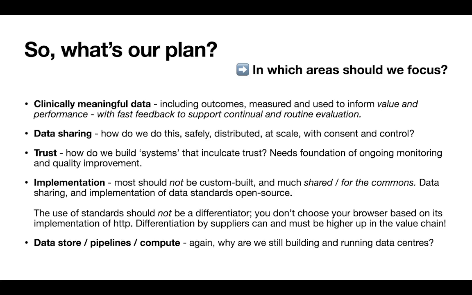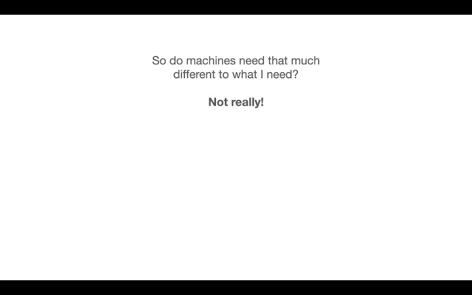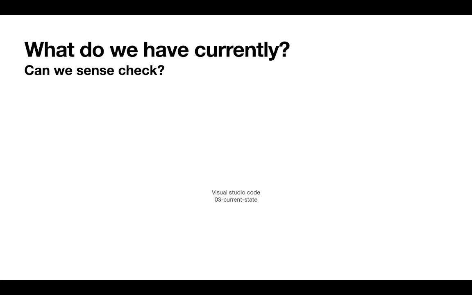How do we build systems that inculcate trust? We need a foundation of ongoing monitoring. And our implementation, use of standards should not be a differentiator in the marketplace. You don't choose your browser based on its implementation of HTTP. You just use your browser to do cleverer things. We need to be getting our suppliers, the commercial sector, to be thinking much higher up the value chain and delivering value. They can't be differentiating on the basis of this low-level stuff. So really, machines don't actually need much different to me. So what actually do we have?